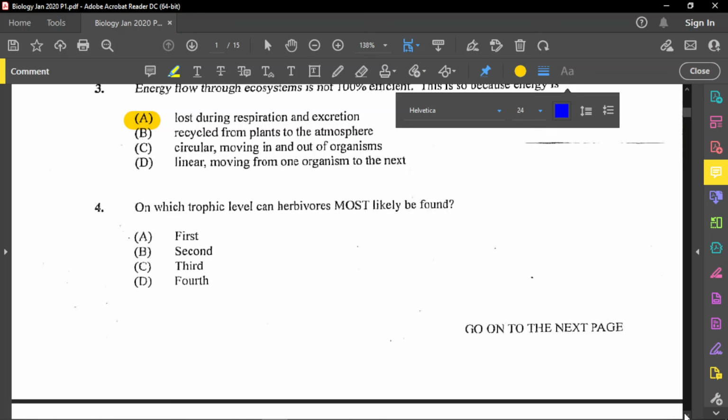All right, for question number 4, it says, on which trophic level can herbivores most likely be found? And herbivores are eating plants, or the producer.